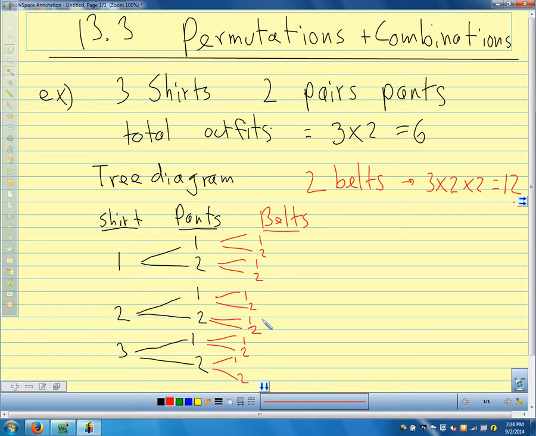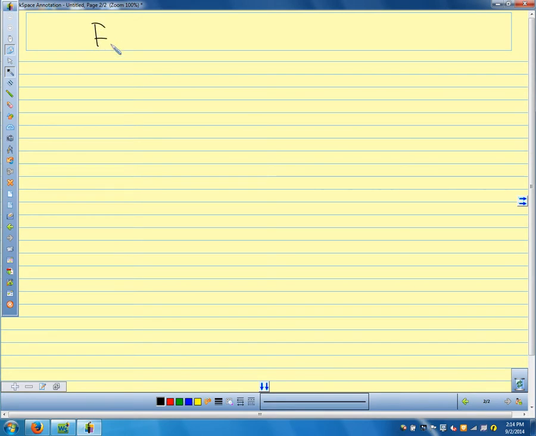Well, in math, we like to give fancy names to things. So we have a name for counting things this way when we multiply. Is everybody good with our example? We call this way of counting, where we have these different things that we're putting together, the fundamental counting principle.